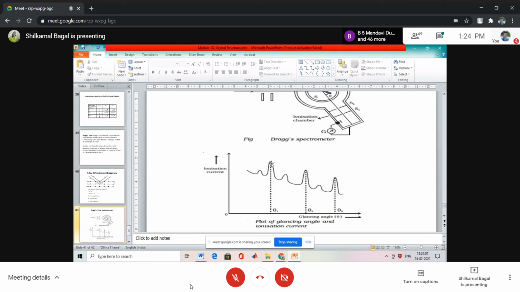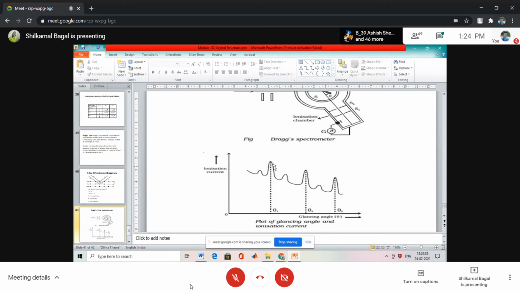After further rotation it will start to decrease and again it will go to the maximum, meaning there will be the second order maximum. After that again it will reduce and then after a few rotations it will go to the maximum, but it will be less than that of the previous one. So the intensity of maxima goes on decreasing as n goes on increasing, where n is the order of diffraction: first order, second order, third order.